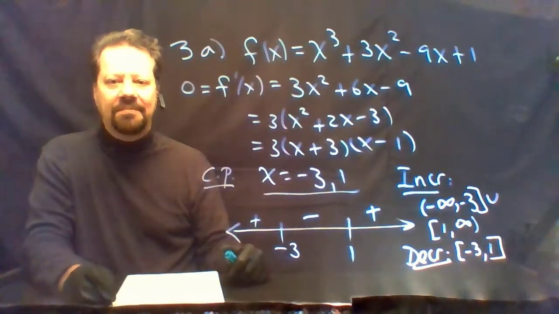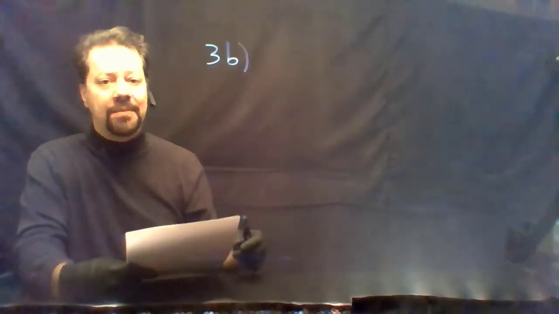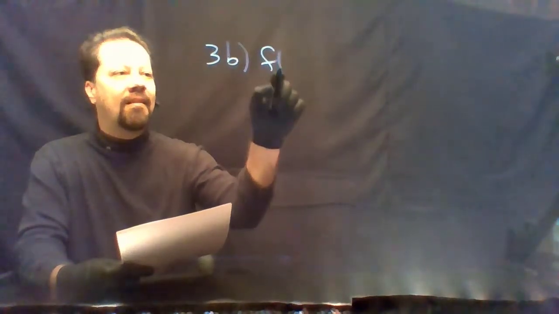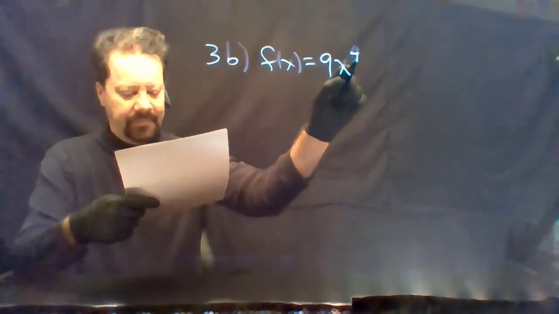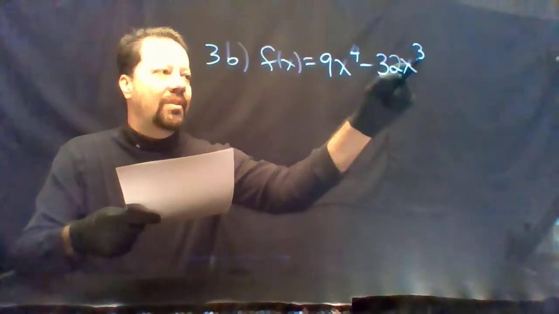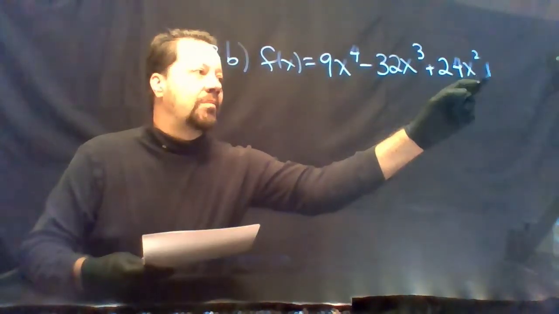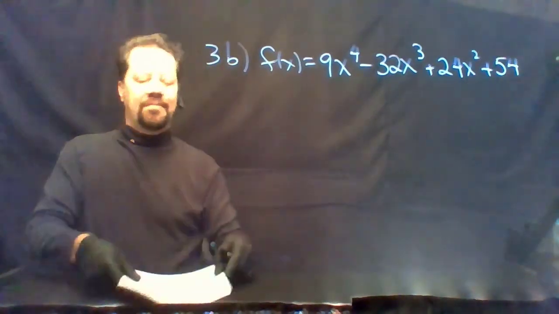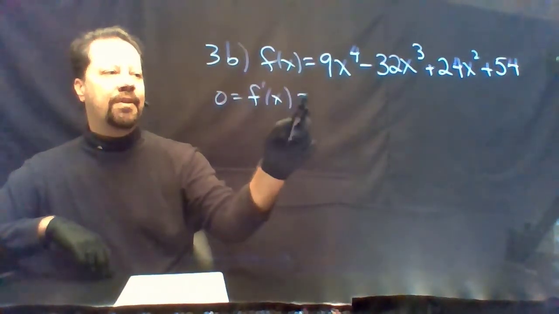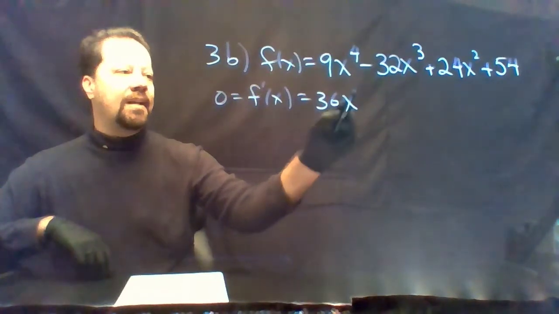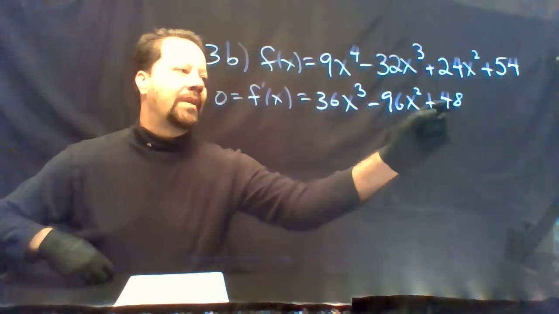On problem 3b, again, there probably will be fewer problems than on the actual exam. The function is 9x to the 4th minus 32x cubed plus 24x squared plus 54. We calculate the derivative and set it equal to 0 to solve for the critical points. We have 36x cubed minus 96x squared plus 48x.